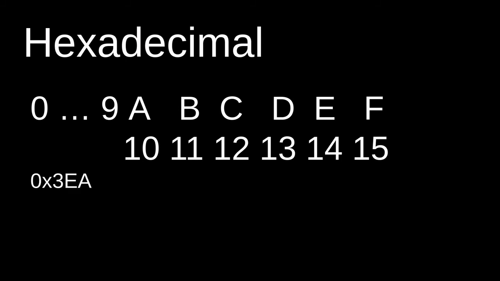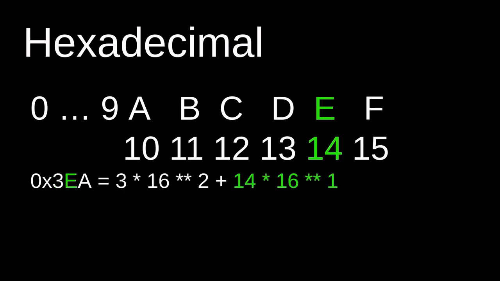So for example, if we have a hexadecimal value 0x3EA, here we prefix it with a 0x, just to be clear that this value is a hexadecimal value. This will be equal to 3 times 16 raised to the power of 2. The 2 comes from the fact that the 3 is in the second position, starting from the right and counting from 0. Next, you add 14 times 16 raised to the power of 1.